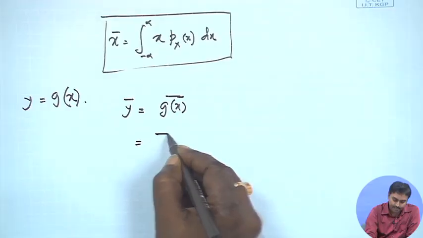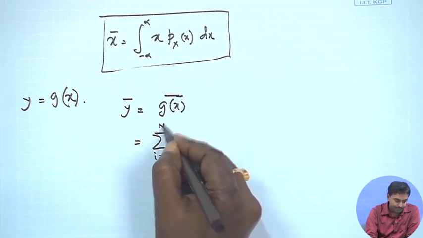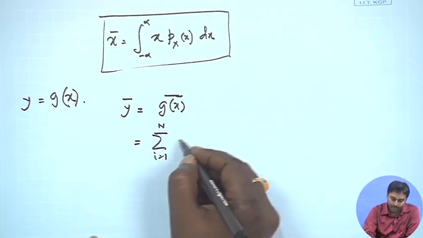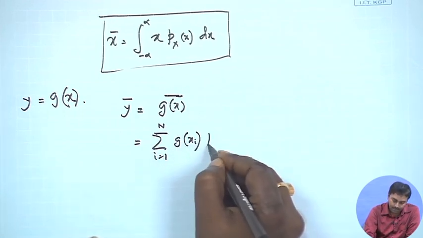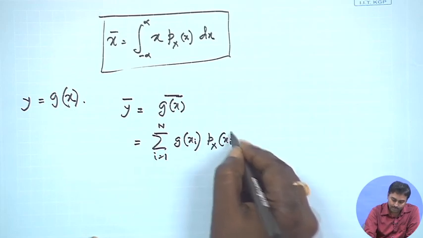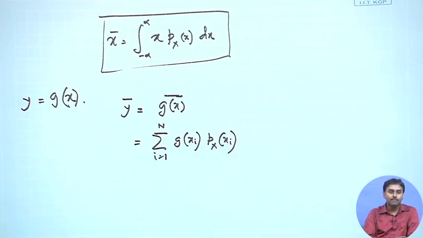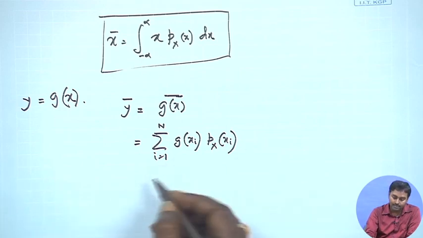So for each value of x, if I correlate this probability to the frequency term, that should be the case. So I can always write this as a summation, if it goes up to n, of g(x_i) into its associated probability. This is something I can always write, or in a continuous case it will just be an integration.